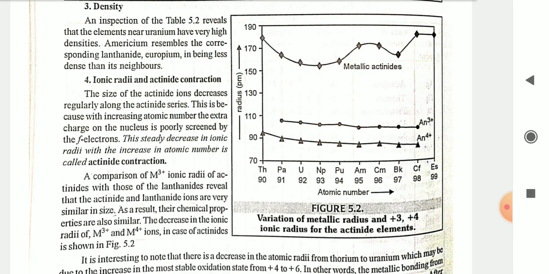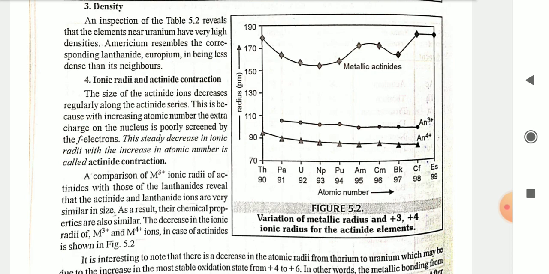A comparison of M3+ ionic radii of actinides with those of the lanthanides reveals that the actinide and lanthanide ions are very similar in size. As a result, their chemical properties are also similar. The decrease in the ionic radii of M3+ and M4+ ions in case of actinides is shown in figure 5.2.